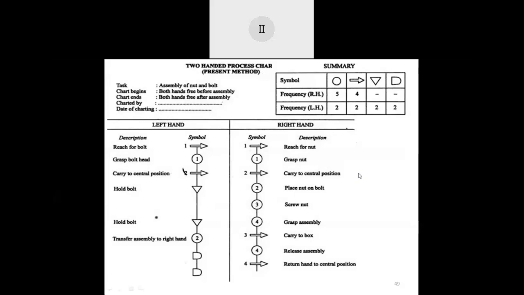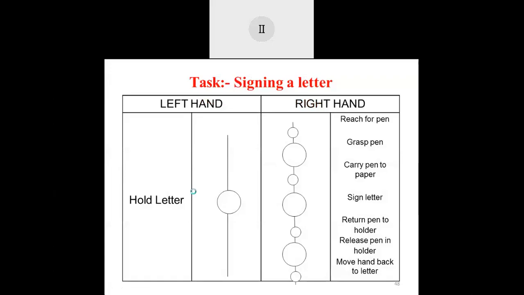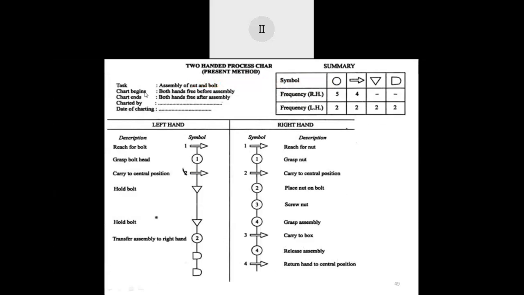Again, the same type of thing, another task. Okay. The task is assembly of nut and bolt. So here more detail is shown by the symbols also. It shows how much time is required for operation, for movement, some hold or storage, and some delay. So to assemble a nut and bolt, what is the procedure? That is described here.